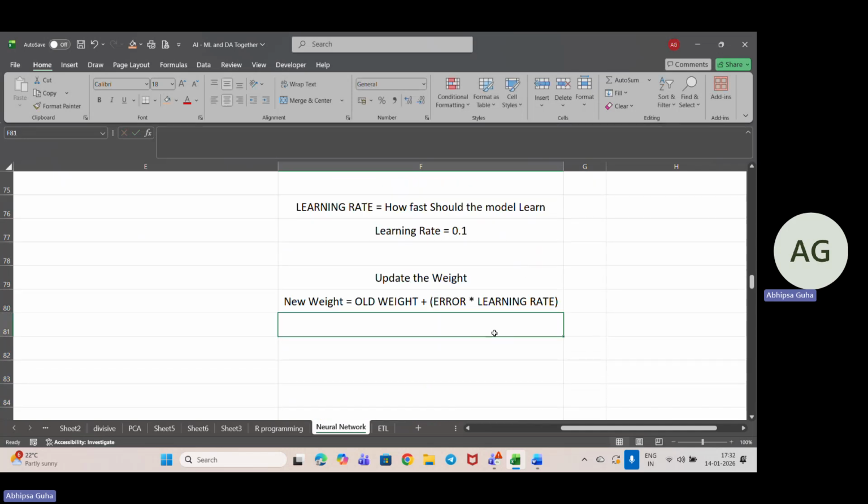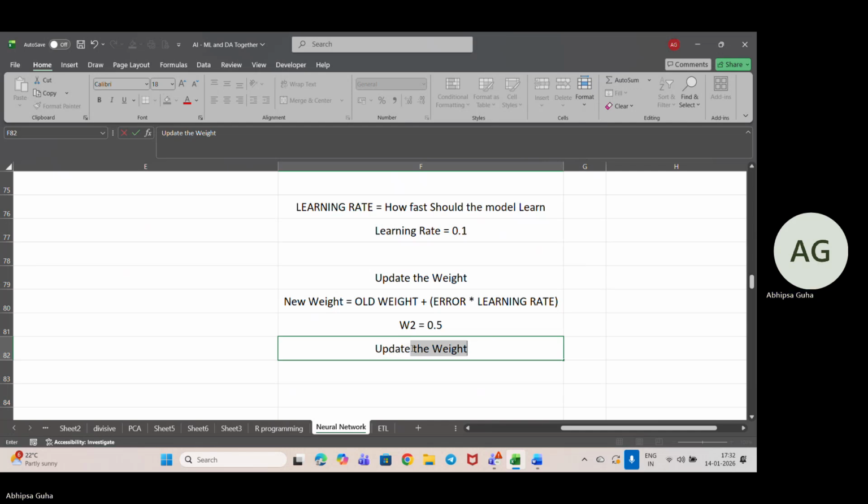Now basically new weight equals old weight plus error into learning rate. So now we need to just take it forward like that. We need to fix it. So W2 is 0.5 initially that we have taken, right? So my updated W2 value will come as 0.5 plus I will be doing 0.75 into 0.1. Okay, so that is what I am doing.